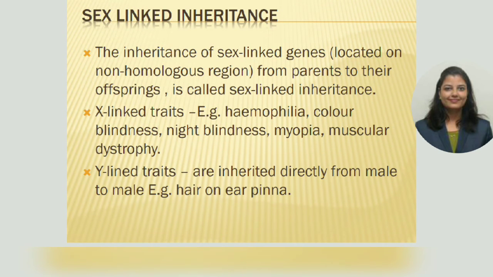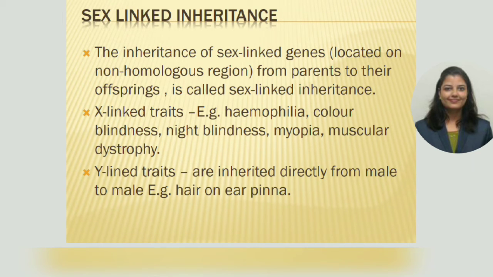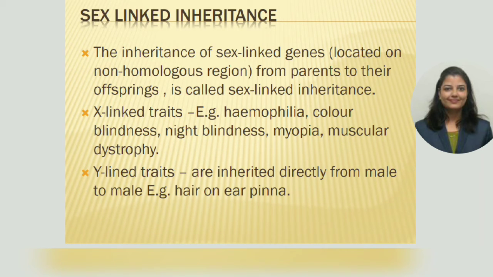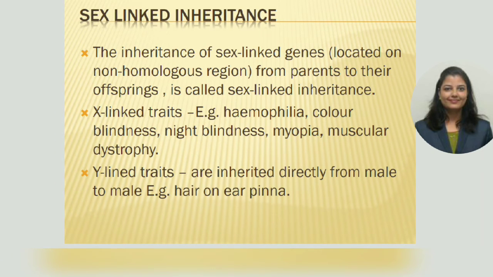Now, what is sex-linked inheritance? The inheritance of sex-linked genes located on the non-homologous region from parents to their offspring is called sex-linked inheritance. X-linked inheritance examples are hemophilia, color blindness, night blindness, myopia and muscular dystrophy. And Y-linked traits are inherited directly from male to male. An example is hairy ear pinna.